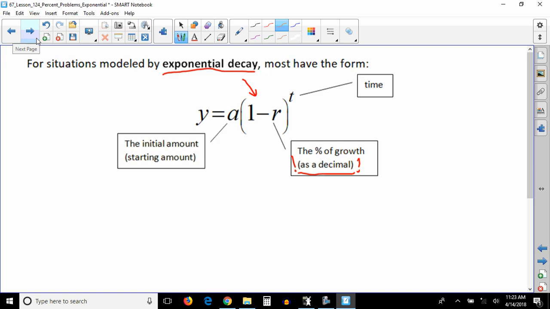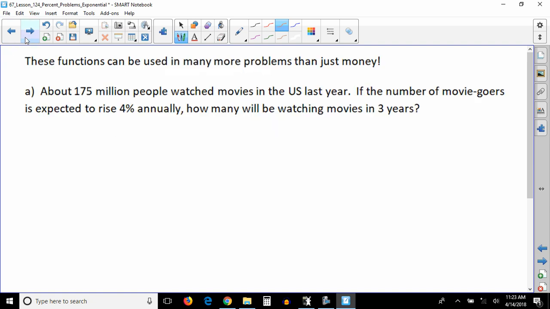So when you do these problems, you have to read through the problem. I've got a couple examples, and you're not always using money. I like how this says that the functions can be used in other problems other than money. About 175 million people watched movies in the U.S. last year. If the number of moviegoers is expected to rise, which is a key word, 4% annually, which means it's in years, so your time is in years, then how many people will be watching in 3 years?